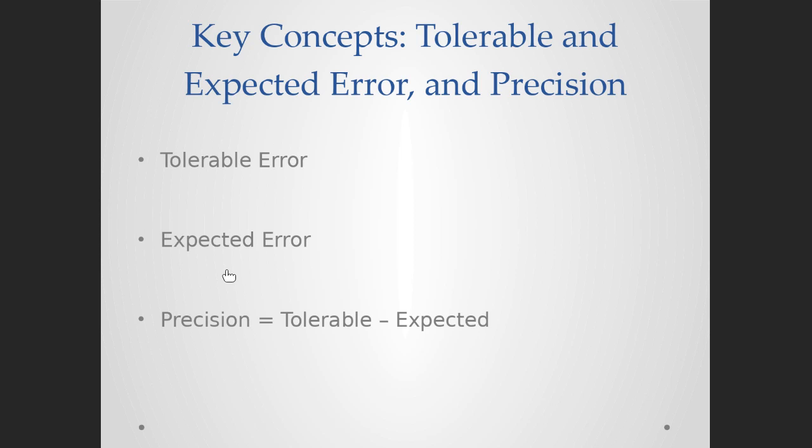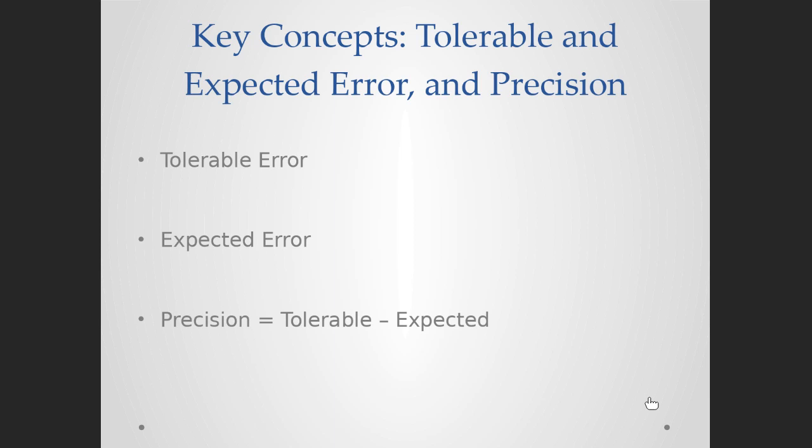So expected error is the number of errors you expect in the population. Tolerable error is how many you can tolerate. The difference between these two numbers is called precision. So let's say your tolerable is 10 and your expected is 3, then precision is going to be 7. So precision is the difference between the tolerable error and the expected error. This is a calculated number, okay?